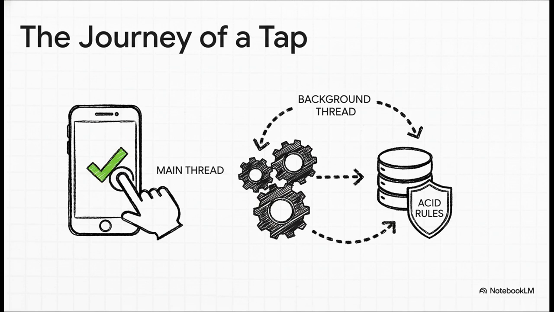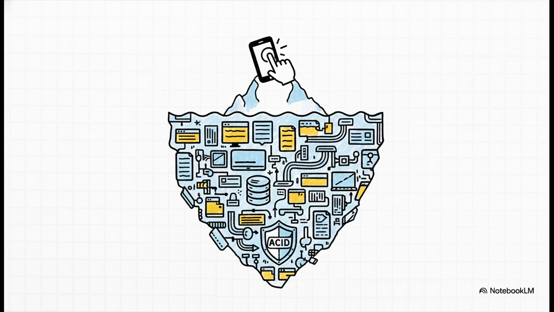Once the job is done, the background thread sends the result back to the main thread, which then updates what you see on the screen. And because that main thread was free the whole time, the app never felt slow or stuck. It felt magical. And that brings us right back to our iceberg. That simple, effortless little tap is actually the final step in this incredibly complex and perfectly orchestrated chain of events.